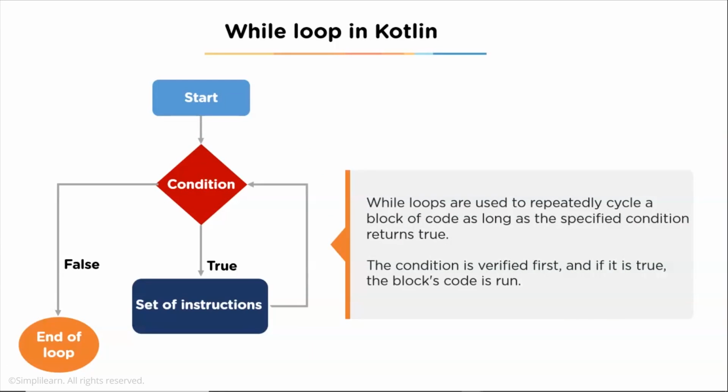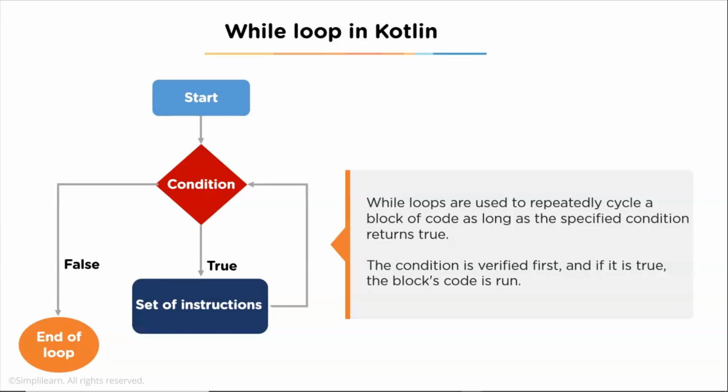While loops are used to repeatedly cycle a block of code as long as the specified condition returns true. The condition is verified first, and if it is true, the block's code is run. Every time it enters the block, the condition is checked, and as a result, the code will keep running until the condition is no longer met. If that condition is satisfied, then the set of instructions is executed, and if the condition is not satisfied, then the control jumps out of the loop. This complete process will keep on repeating unless the condition evaluates to false.